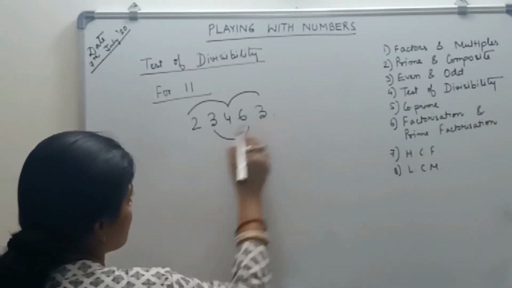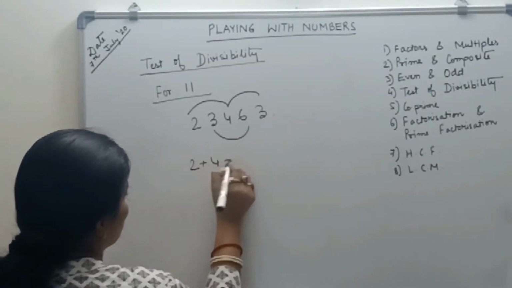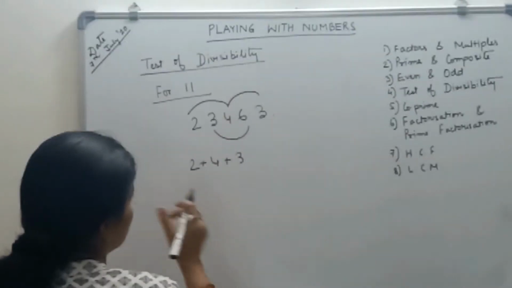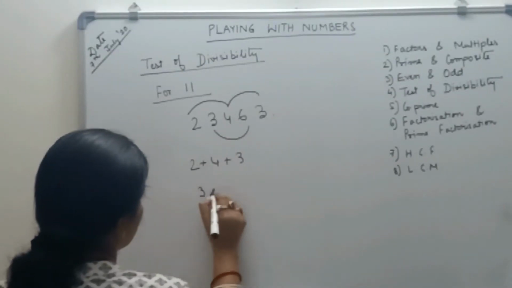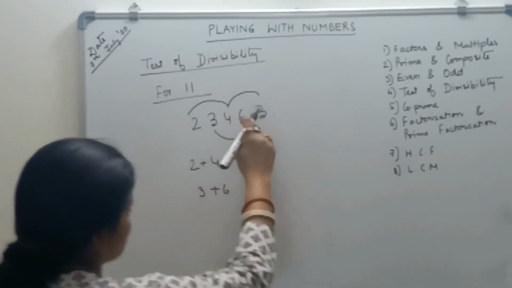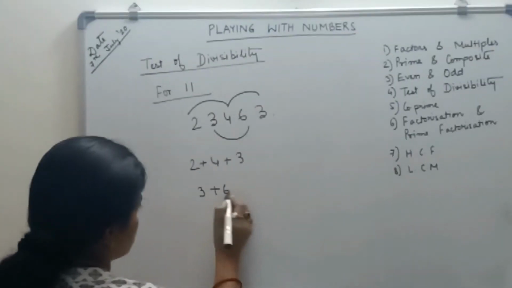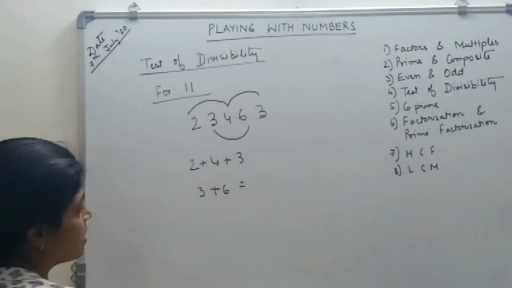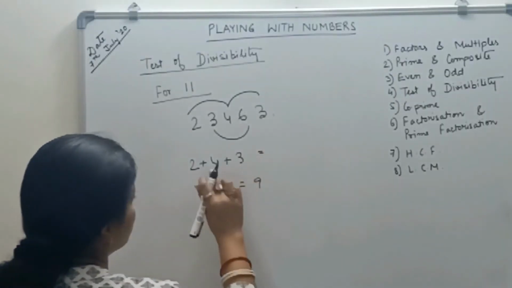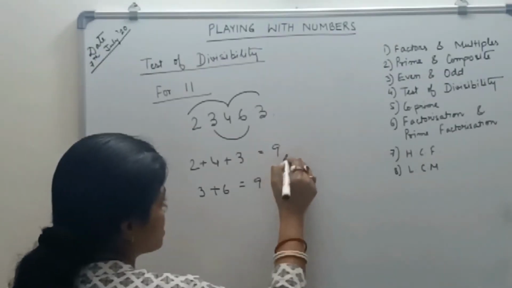So suppose here 2 plus 4 plus 3, and what are the even place numbers here? 3 plus 6. From the right hand side I am taking the even place numbers. So this is 6 plus 3 is 9. And here 4, 5, 6, 7, 8, 9. So this is 9. Both are 9.